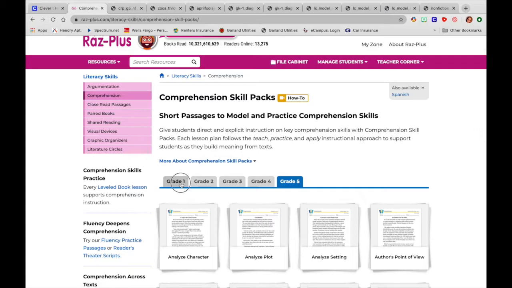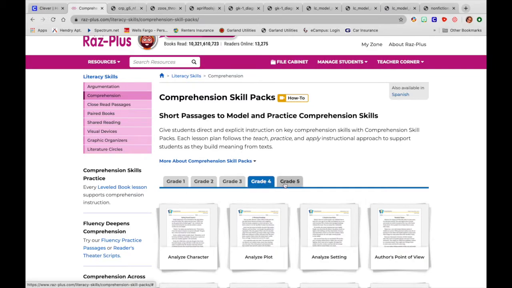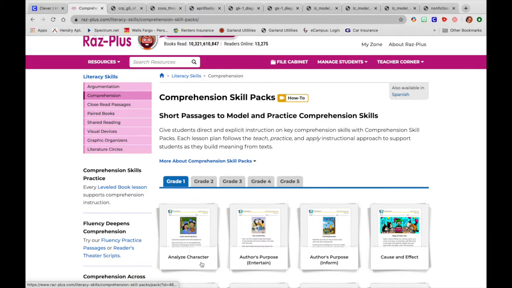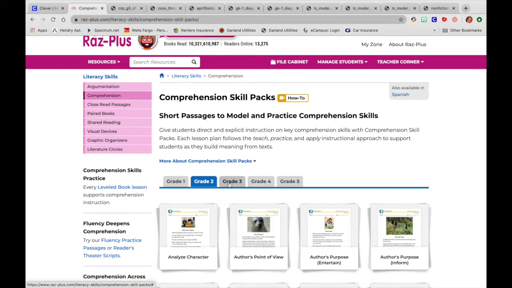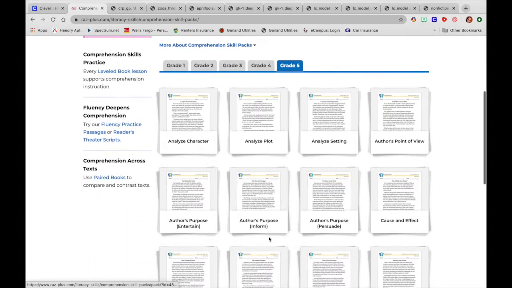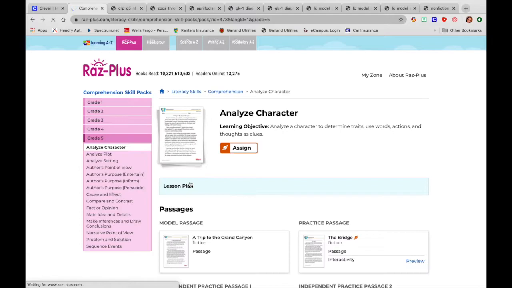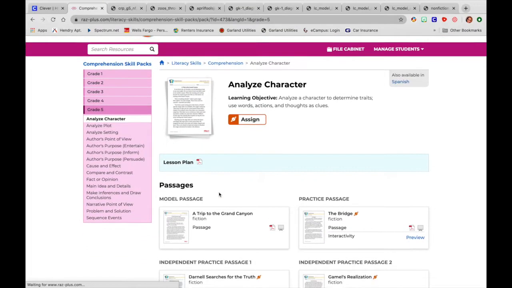Again, they have these broken down into different grade levels. You will notice that they get more complex the higher you go. So I can start with grade 1. I'm just doing a quick preview and looking at how I'm going to analyze the character. And as I go up, you'll notice that the text is going to change. It's going to get a little bit more complex every time we go up. So I'm going to click on Analyze Character. This is what I'm hoping to work on.